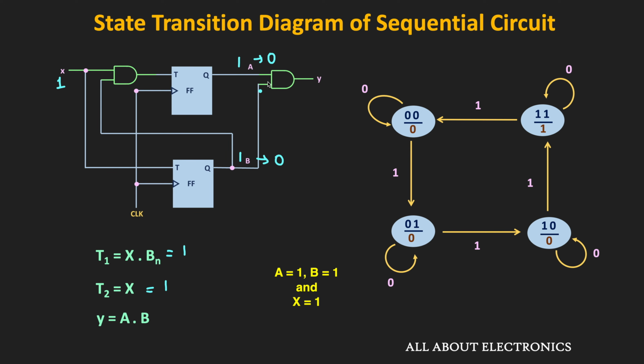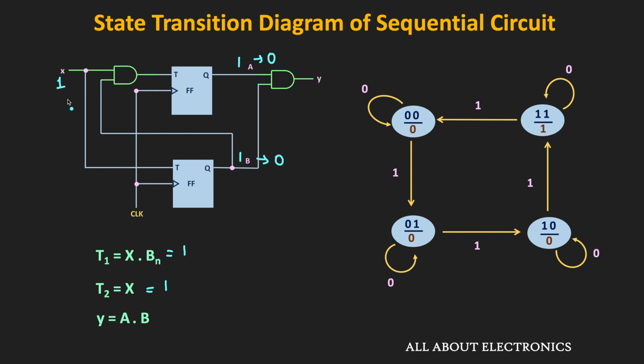So now, since both A and B are 0, so the output of the overall circuit will also become 0. So in this way, we have drawn the state diagram of the given circuit. So if you observe over here, then this circuit acts as a counter. That means whenever the input x is equal to 1, then it will count in the upward direction. And whenever this input is 0, then it will remain in the same state. So in this way, by looking at the state diagram, we can find the behavior of the given sequential circuit.